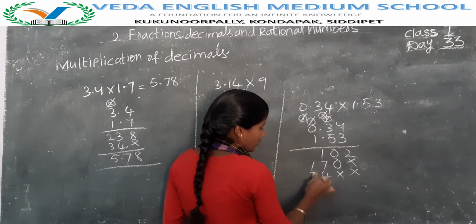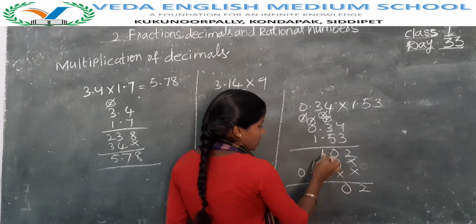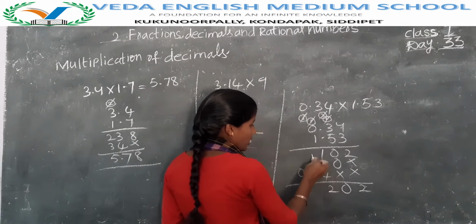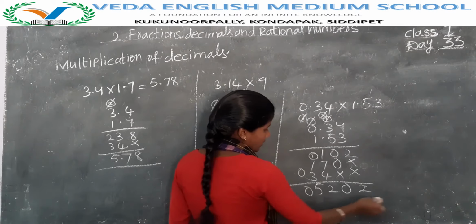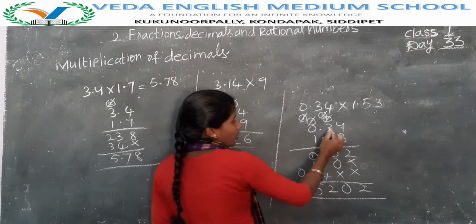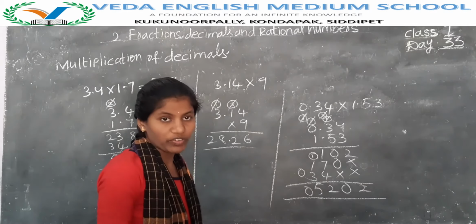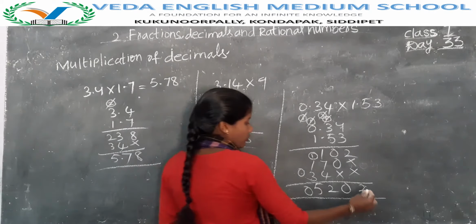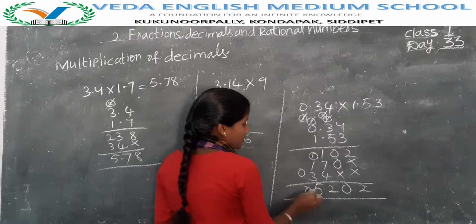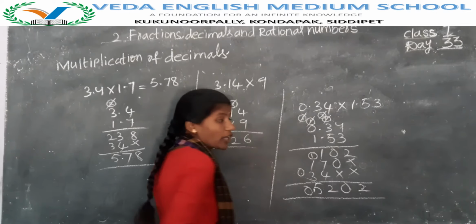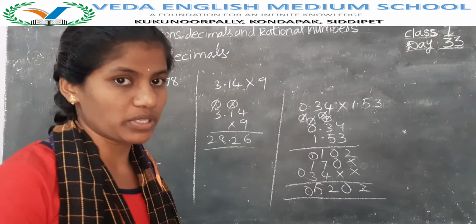1 4s are 4, 1 3s are 3, 1 zeros are 0. 2, 0. 7 plus 1, 8, 8 plus 4, 12. 3 plus 1, 4, 4 plus 1, 5. This 0 as it is. Next, now count the digits. 1, 2, 3, 4. Total we have 4 digits after the decimal point. So from the right side, 1, 2, 3, 4. 4 digits have completed. Here you will get the point. Now it is 0.5202. You have to remember that after the decimal point you have to read one digit at a time. It is a multiplication of decimals.